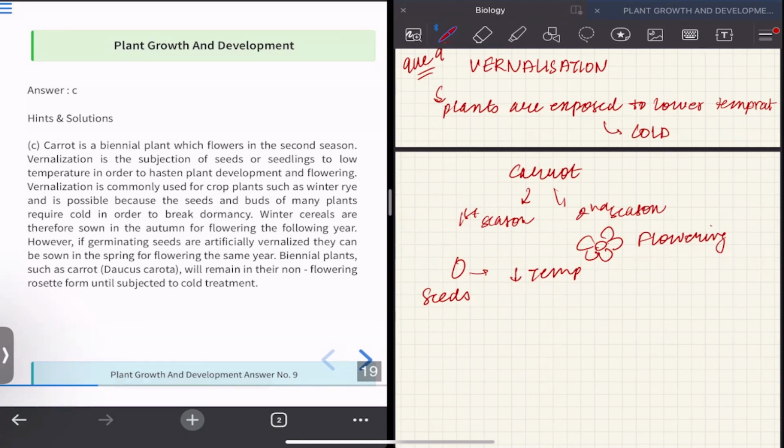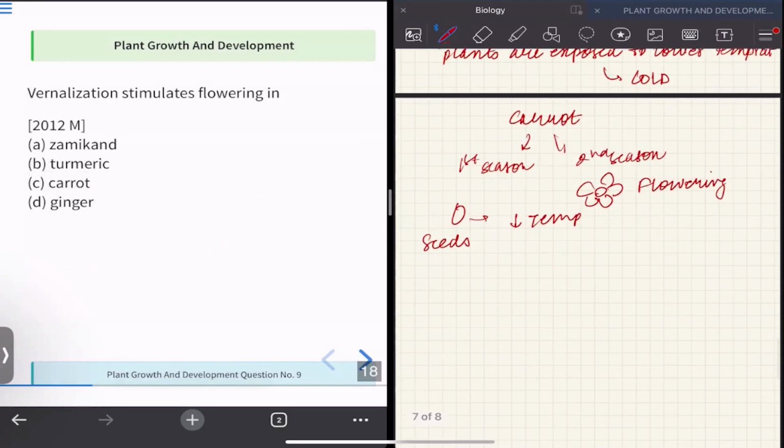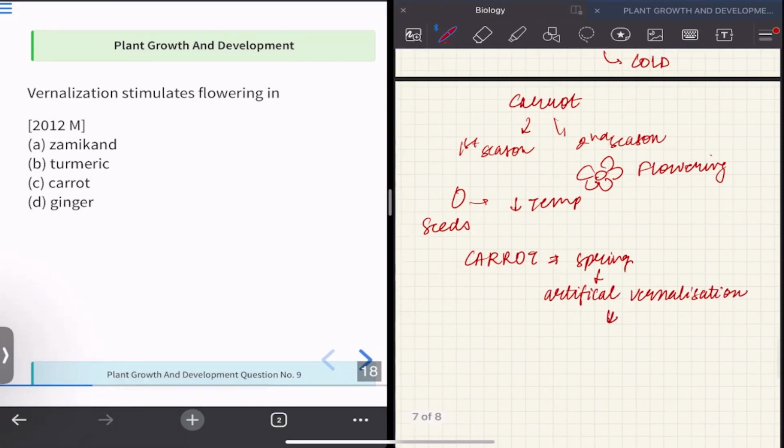However, if the germinating seeds are artificially vernalized, they can even be sown in spring season because we are giving the cold temperature artificially. So biennial plants such as carrot will remain in their long non-flowering rosette until they are subjected to cold treatment. So carrot, even if we grow it in spring, we can give artificial vernalization, so that its crop yield can be increased.